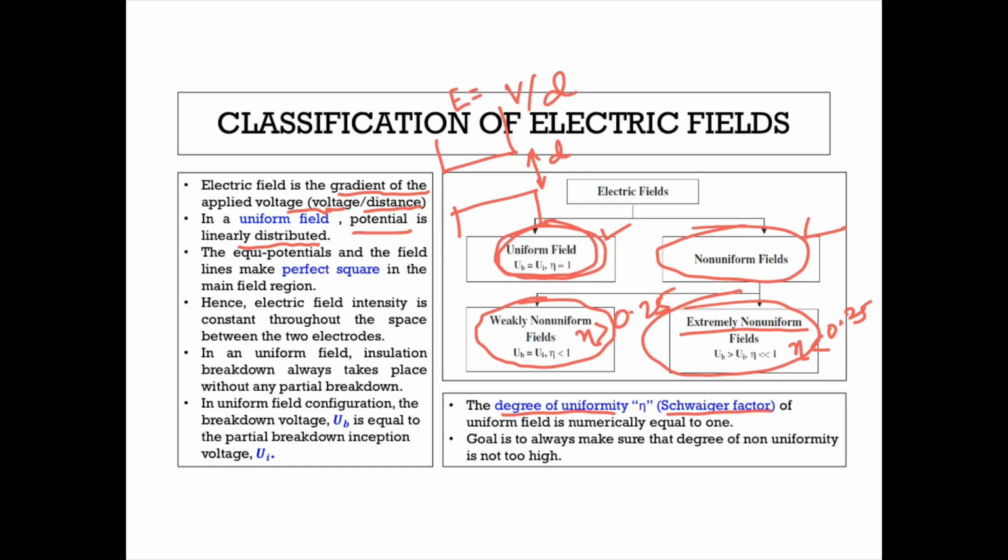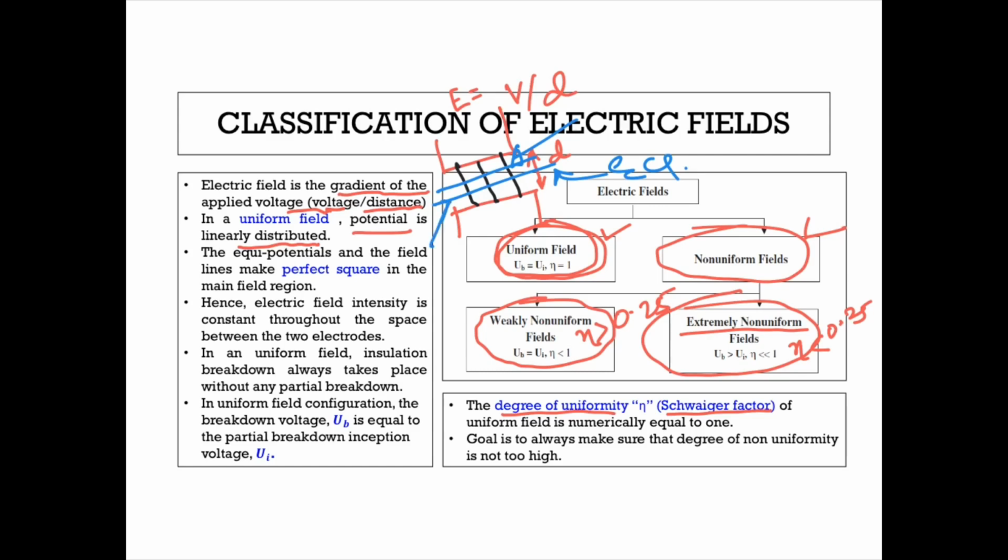In uniform field, the potential across the electrodes changes linearly, or it is distributed linearly. What it means is, for example, this is the electric field across these electrodes. The potential across this space in which the electric field exists will be linearly distributed. That means at any point the electric field intensity will be constant, and there exist equipotential lines. If these are the electric lines of force, then the equipotential lines, which are orthogonal to the electric field, form a perfect square in the region between the electrodes. So electric field intensity is constant throughout this space.